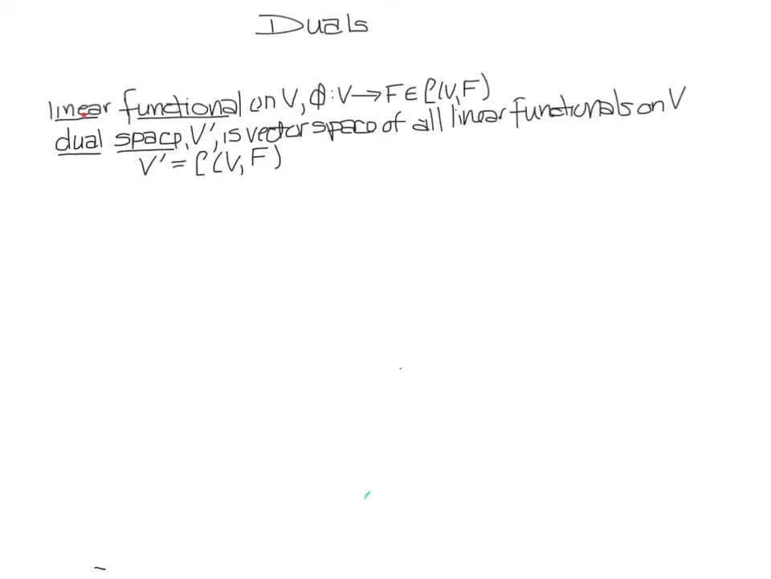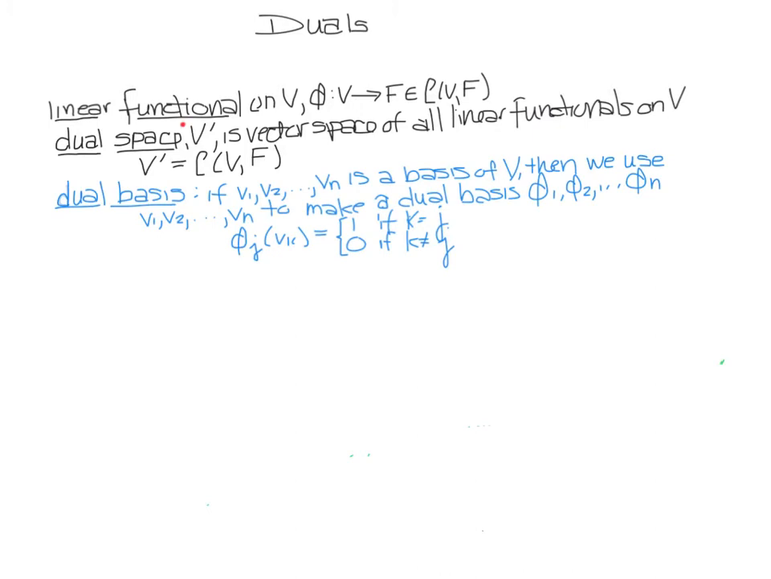We'll start with the definition of a linear functional on V. A linear functional is a map that maps from the vector space V to the scalars. And so it is an element of the set of linear maps from V to F. Once we have this set of functions from V to F, we can define addition of these functions as well as scalar multiplication on this function such that we have a vector space, and that's called the dual space, denoted V prime. So that's the vector space of all linear functionals on V. Again, V prime is the set of linear functions from V to F.